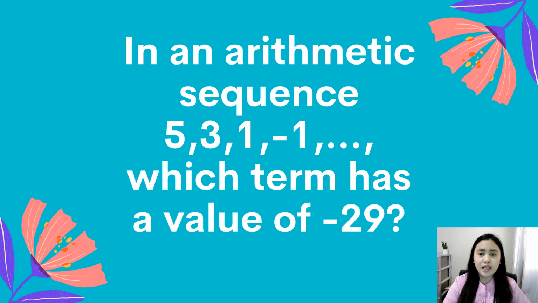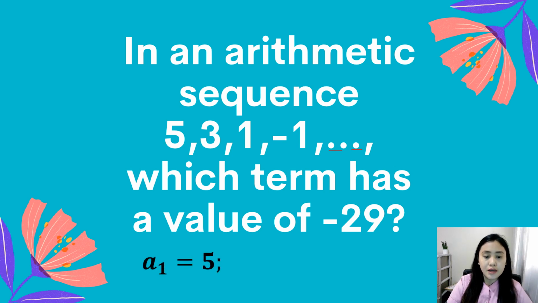Next, in an arithmetic sequence 5, 3, 1, negative 1, and so on, which term has a value of negative 29? Ano ba ang tinatanong dyan? Ang tinatanong dyan ay kung pang ilan si negative 29. Sa makatuwid, kung itutuloy natin ang paglilista ng mga terms sa sequence na ito, meron dyang lalabas na negative 29. At ang aalamin natin ay kung pang ilan siya.